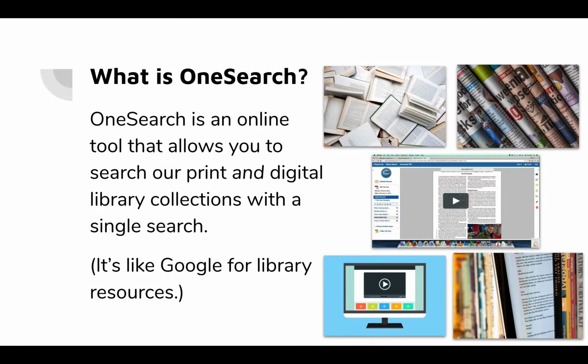OneSearch is a tool many libraries now use to allow people to search their library's print and digital collections in a single search interface. This means you can search the library's print catalog to see what books, textbooks, or DVDs you can access in person, and you can search for ebooks, articles, and streaming videos that you can access online through the library's databases all at the same time. You can think of OneSearch like Google, but for library resources.